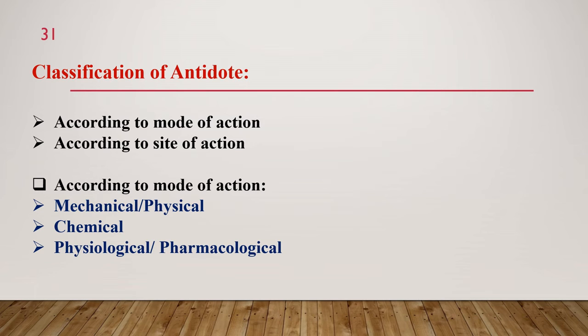Classification of antidotes. Antidotes can be broadly classified according to their mode of action and according to their site of action. According to their mode of action, antidotes may be classified into three types: physical antidotes, chemical antidotes, and physiological or pharmacological antidotes.